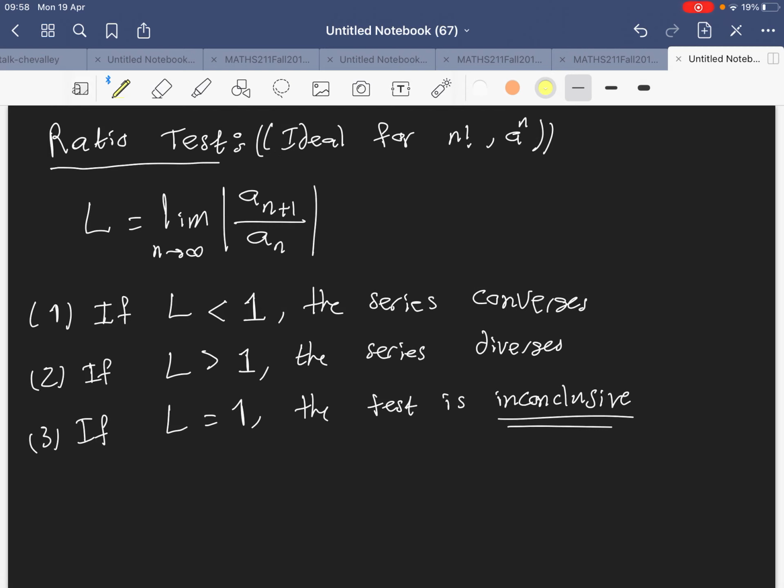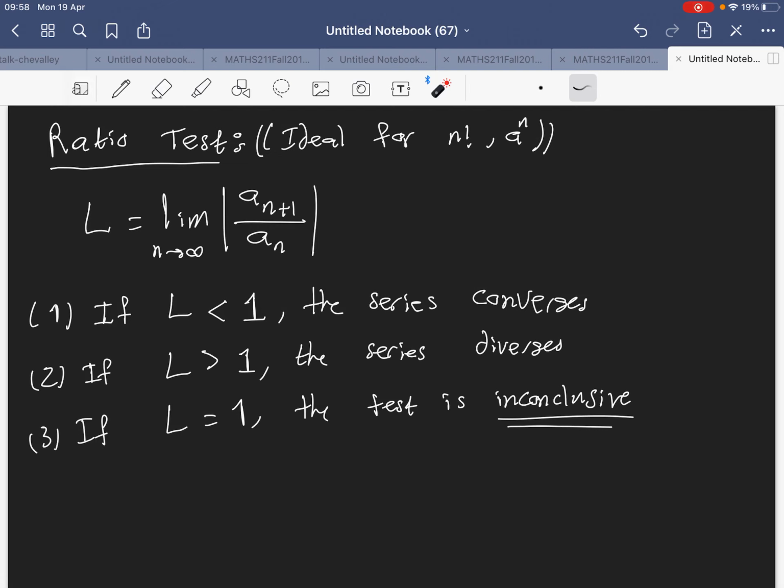Now the ratio test is ideal, and it will be the perfect tool to think about whenever you see in your series that you have n factorial or a number to the power of n. So you have a number and then to the power of a variable. That's a good place to think of the ratio test. And the ratio test can be used in a very simple, elegant way.